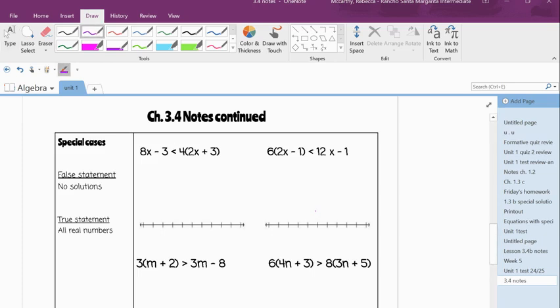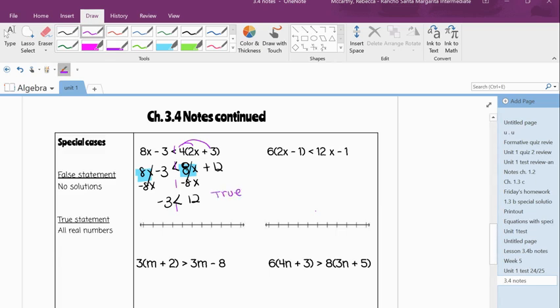Again, here's my inequality, and I always want to simplify first. So I have 8x plus 12 on this side, and 8x minus 3. I do just like those special cases. These were the same, but I'm going to eliminate those because I need to know a little bit more about this inequality. I need to know, is this a true statement? This is a true statement.